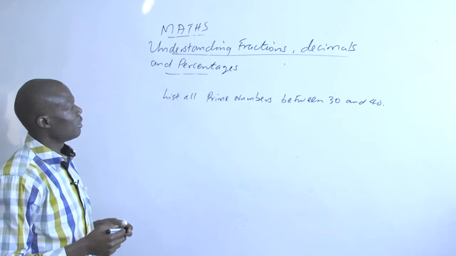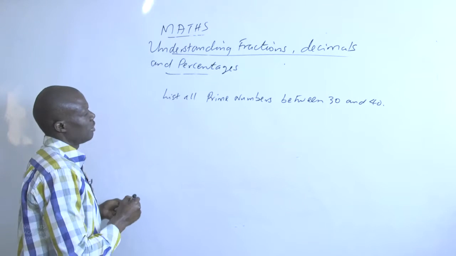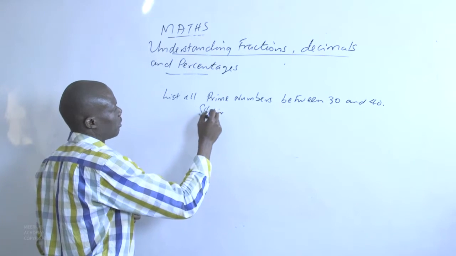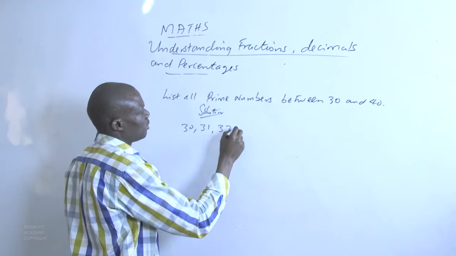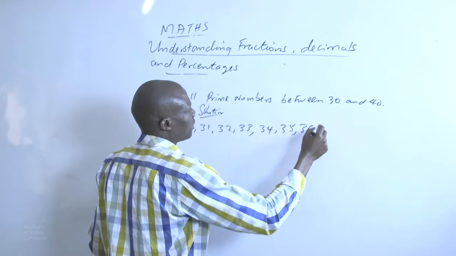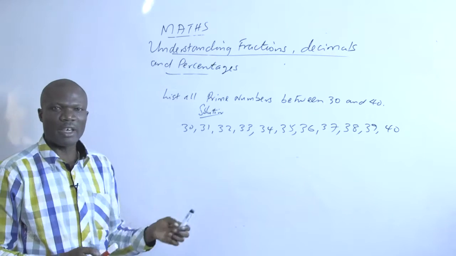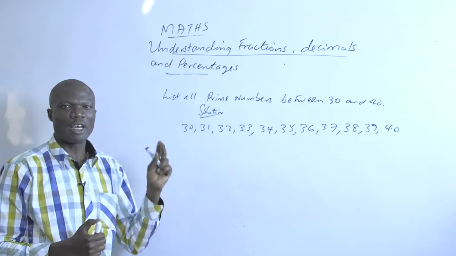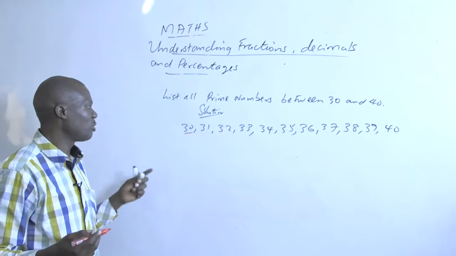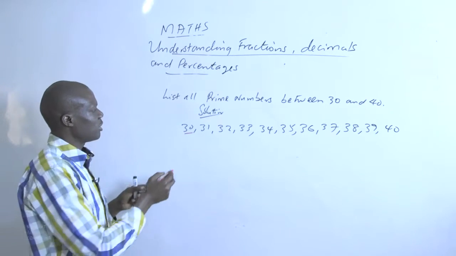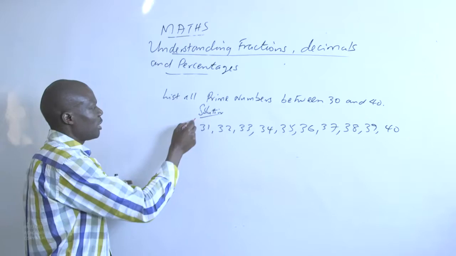List all prime numbers between 30 and 40. Our solution here: we start by looking at 30 itself. We can list all of them and then we work out 31, 32, 33, 34, 35, 36, 37, 38, 39, and 40. So the knowledge behind here is an attempt to find if the number we have has got only 2 factors. So we start by looking at 30. How many factors are there? If it's more than 2, we forget. 30 has factors: 1 is a factor of 30, 2, 5, and so on. So 30 is out.